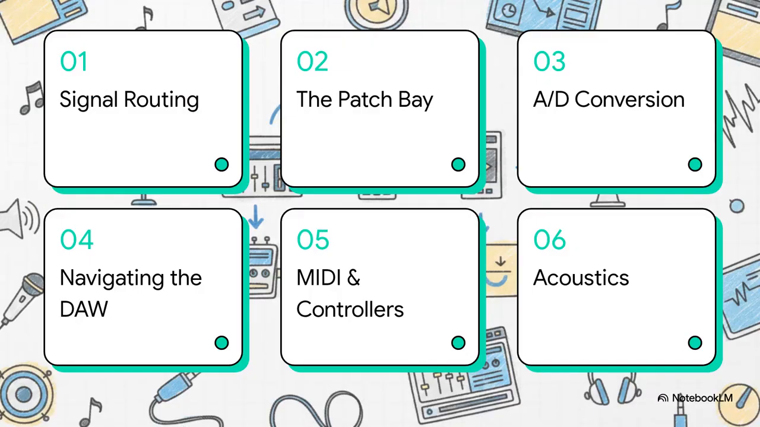So here is our roadmap to break down these dense technical concepts into 6 manageable steps. 1. Studio signal routing. 2. The patch bay puzzle. 3. Analog to digital conversion. 4. Navigating the DAW. 5. MIDI and controllers. And finally, 6. Acoustics and interference.